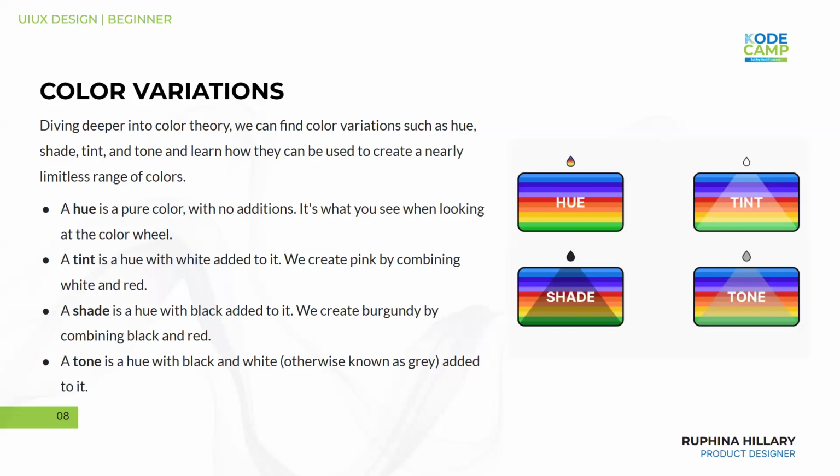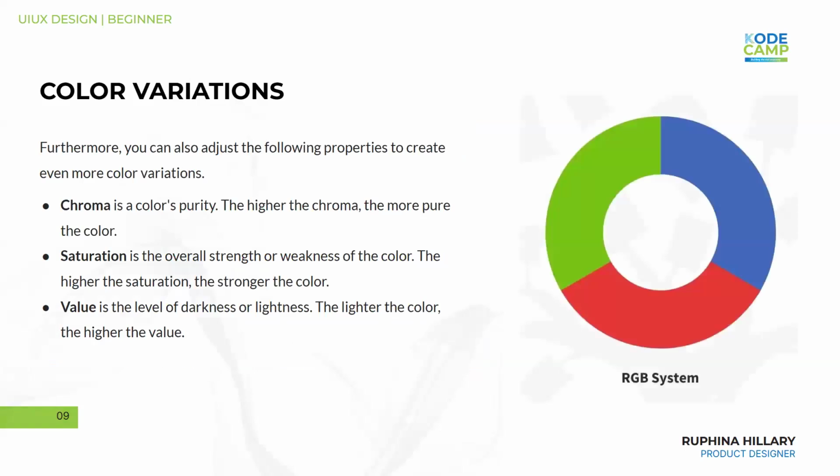It's actually useful in monochromatic designs where you're using just one color, but different shades and tints of the same color, right? Furthermore, you can also find terminology such as chroma, saturation, and value. Chroma is a color's purity. The higher the chroma, the more pure the color. Saturation is the overall strength or weakness of the color. The higher the saturation, the stronger the color. While value is the level of darkness or lightness; the lighter the color, the higher the value.